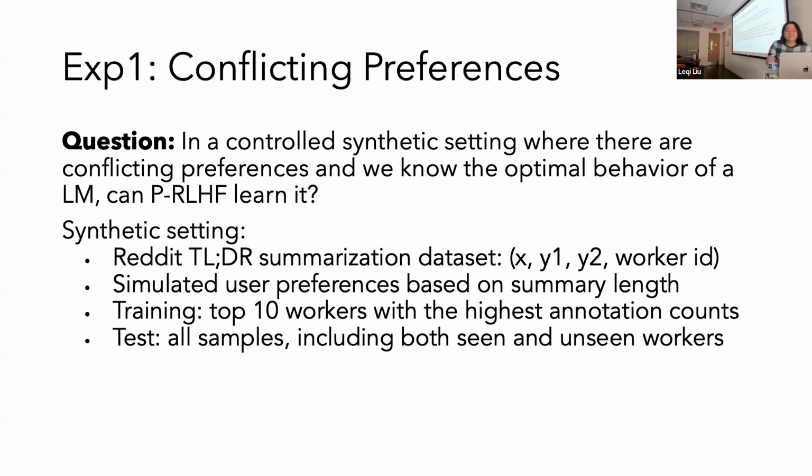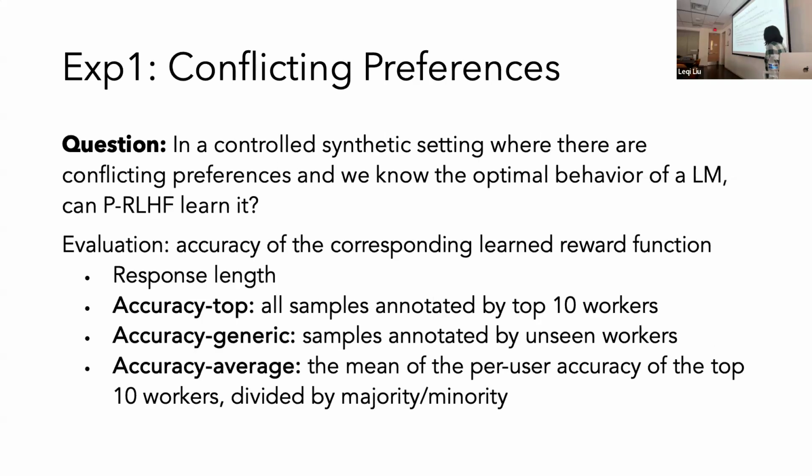So the accuracy we're gonna look at, the first one, the evaluation metric would be the response length. Like I discussed before, we can use this to inspect whether the model was able to learn these conflicting preferences. And then we have also looked at the accuracy for our training users. So in some sense, it's like in-distribution performance, and then the accuracy of the generic user, which means we do not know this user in our training data set. How does it perform for that user? And then finally, the accuracy on average for the majority and the minority group.